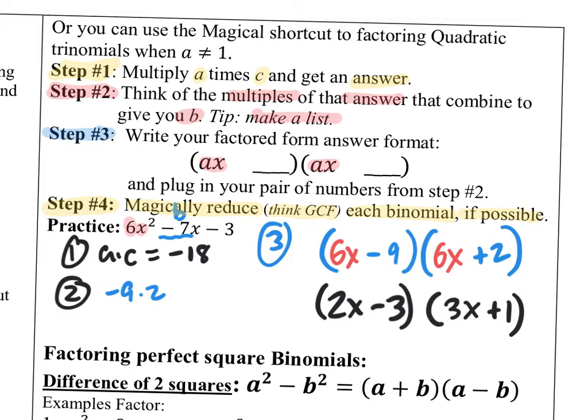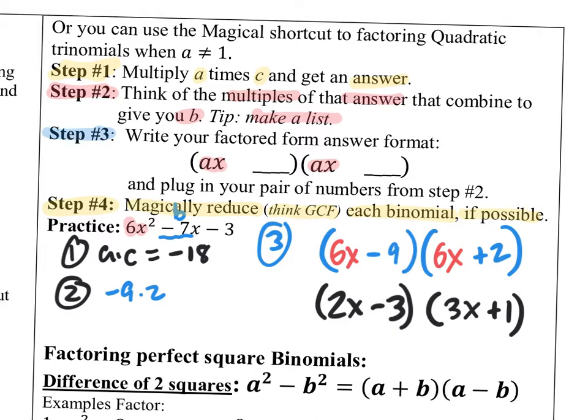So instead of, in lieu of, after step 2, going to step 3, factoring by grouping, where you'd have to do 4 terms, separate it, factor from the first group, factor from the second group, and then factor the common binomial, instead of doing all that, you could start your factored form answer format, parentheses, ax, ax. A is 6x, there it is, 6x, 6x. That's your ax term. Plug in the pair of numbers from step 2 right there, and then magically reduce.